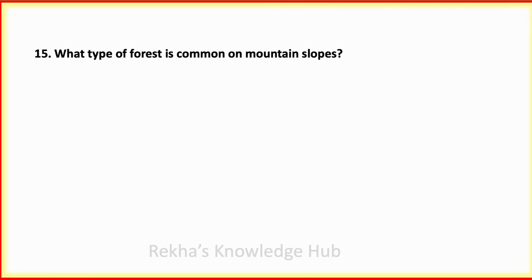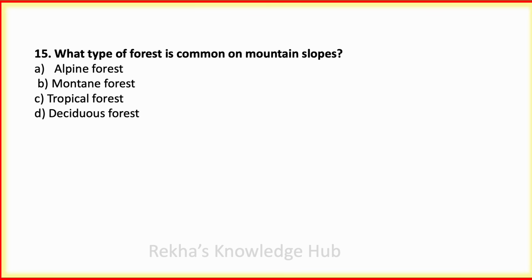What type of forest is common on mountain slopes? Options are alpine forest, montane forest, tropical forest, deciduous forest. Which is the correct answer? Montane forest. Mountain slopes are often covered with a type of forest called montane forest, where conifer trees such as pines, firs, spruce and deodar are very common. These conifer trees grow tall and cone-shaped with thin pointed leaves.